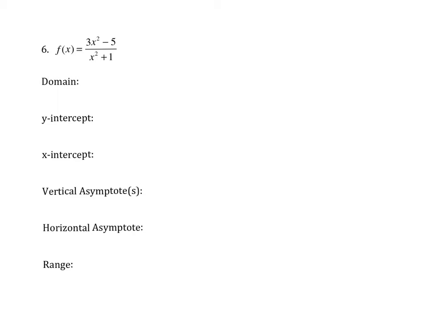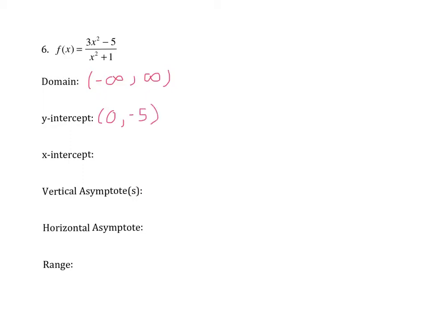For our last graph, we can't factor it at all. And if we take a look at the denominator, since we have x squared plus 1, there's nothing that we could plug in for x that will make the denominator go to 0, which means that our domain is negative infinity to infinity. To find the y-intercept, we just plug in 0 for x, so that will just be negative 5 over 1, so negative 5.